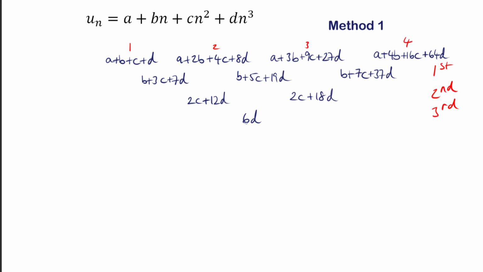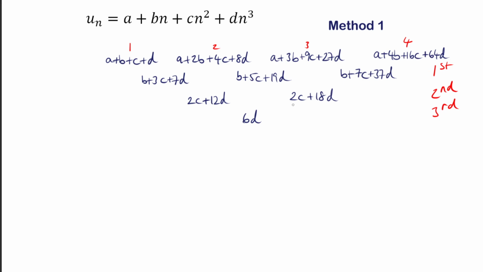So the point about a cubic sequence is that the third differences always give you the same number. So if the third differences are all the same, it's a cubic. If the second differences are all the same number, then it's a quadratic. And if the first differences are all the same number, then it's a linear formula.